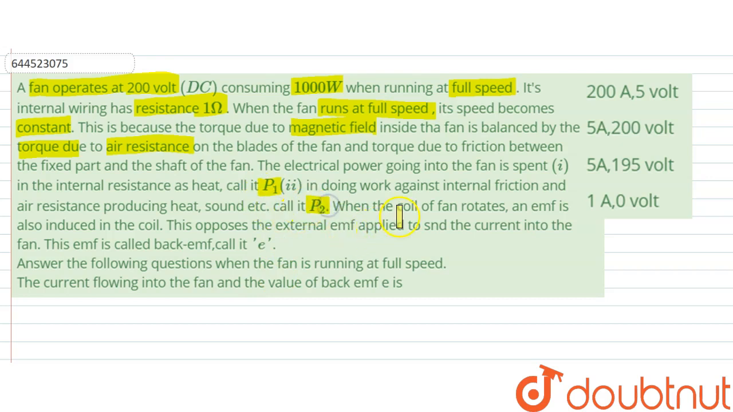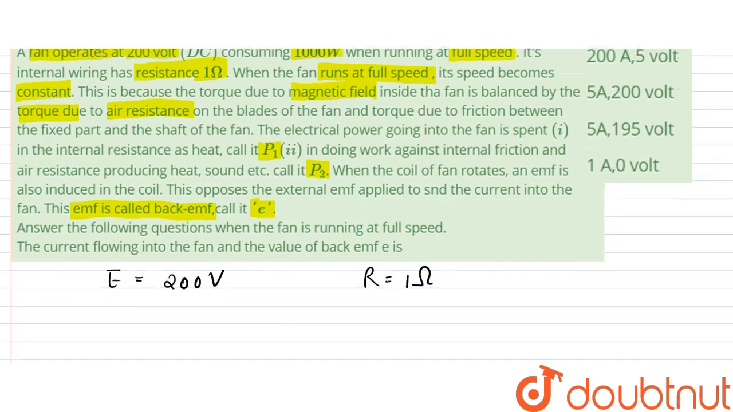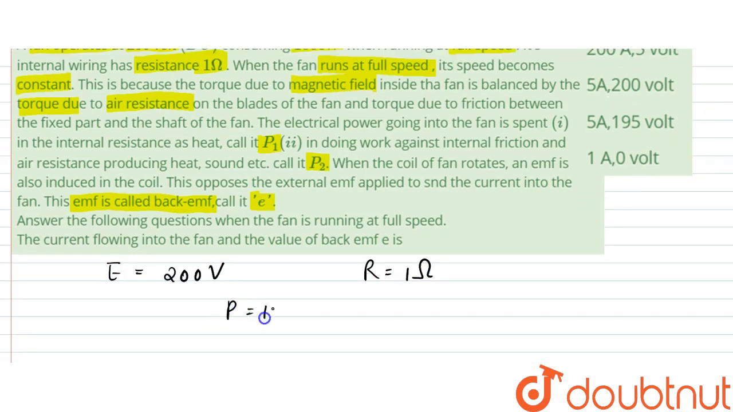Call it P2. When the coil of the fan rotates, an EMF is also induced in the coil. This opposes the external EMF applied to drive the current into the fan. This EMF is called the back EMF, call it E. So what we are given is that the DC voltage is 200 volt, the internal resistance is given as 1 ohm, and the power being consumed is 1000 watt, right?